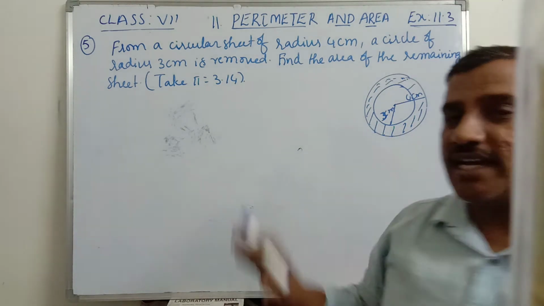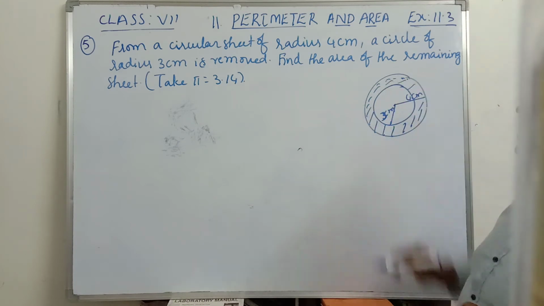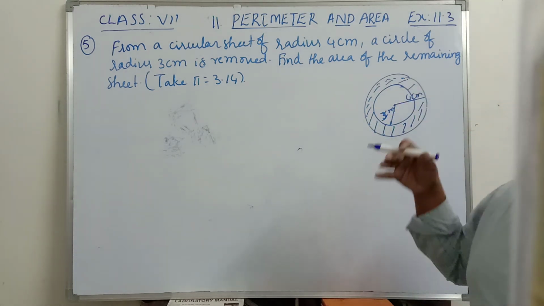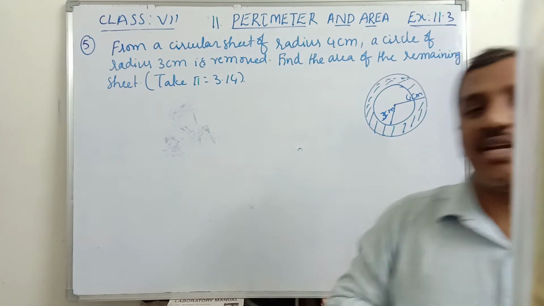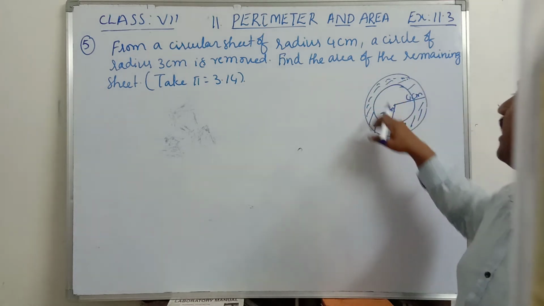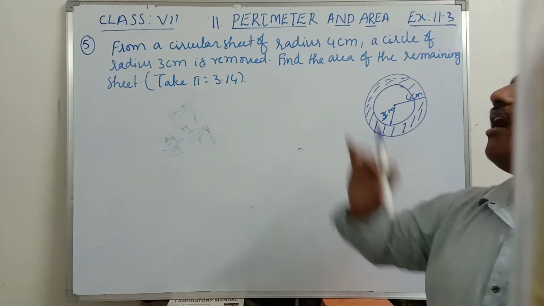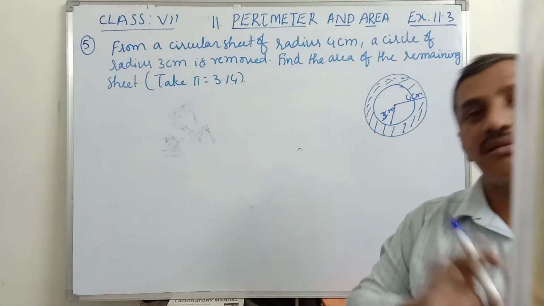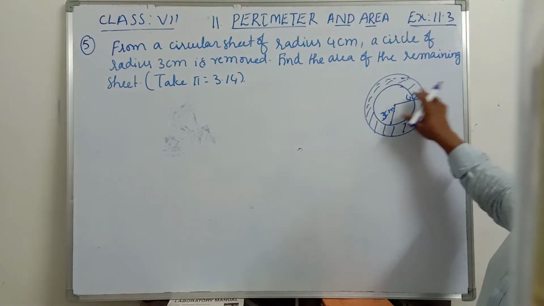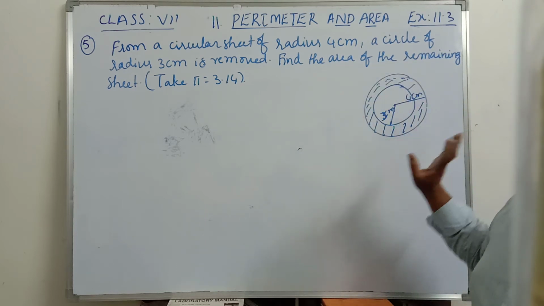How do we find the area of the shaded region? Yes, find the area of the outer circle, that is the bigger circle, minus the area of the inner circle. That is the difference of areas of the two circles will give us the area of the remaining sheet. It is also known as the area of a ring. It looks like a ring. Find the area of the ring or the area of the circular path. We use this concept. So how do you find the area of the remaining sheet? It is area of the outer circle minus area of the inner circle.